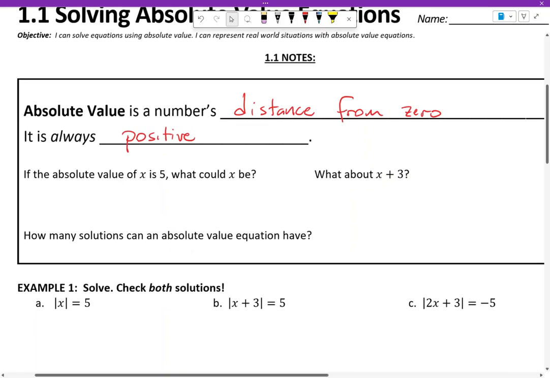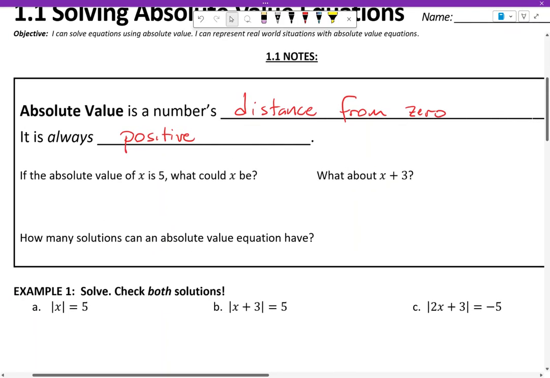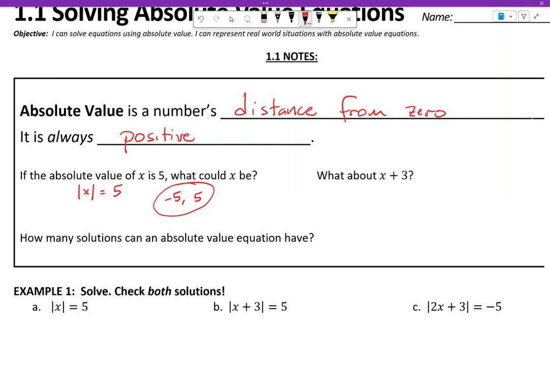Now let's talk about a few examples here. If the absolute value of x is 5, what could x be? So we know the absolute value of some number equals 5. So we're looking for a number or numbers that are 5 spaces away from 0. And we know those numbers are either -5 or +5. So x here actually has two values. It could be -5, it could be 5.